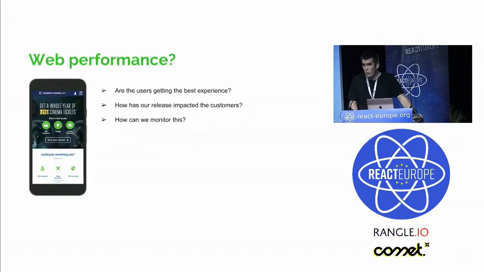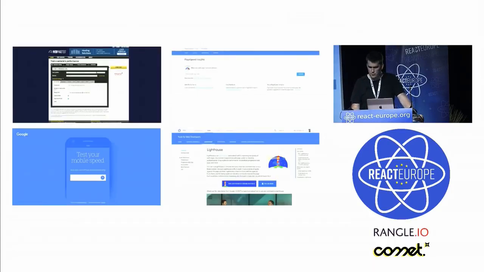So what do we mean by web performance? Well, these three things, basically. A user's getting the best experience. How's our release impacted them? But also about monitoring web performance. And when we talk about web performance, it's quite easy to monitor because we have loads of manual tools out there. So WebPageTest, PageSpeed Insights, and mobile speed and various things like that.